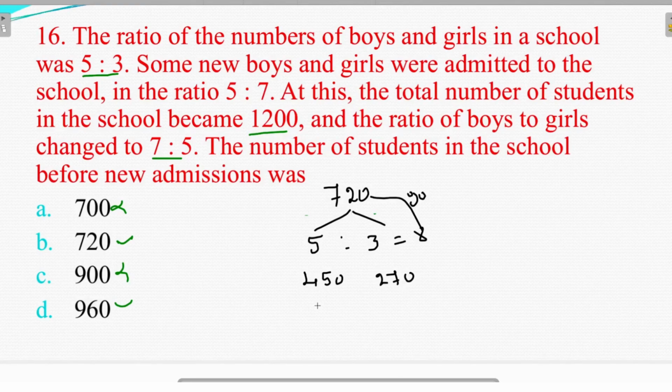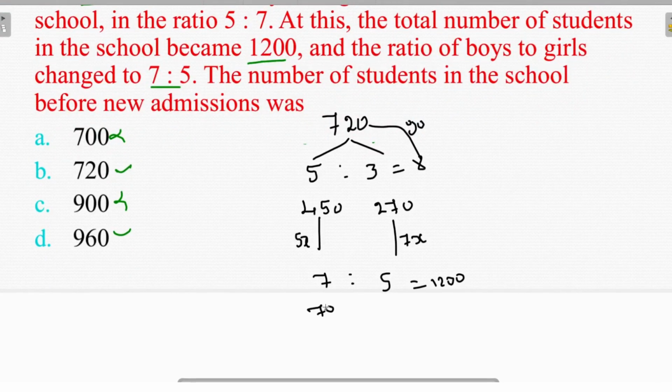Now some boys and girls are admitted to the school in the ratio 5 is to 7. So 5x boys are added and 7x girls are added. Then it becomes 1200 in the ratio 7 is to 5. Now the total population is 1200, which means 700 and 500. Then how many girls are added? It will be 250.